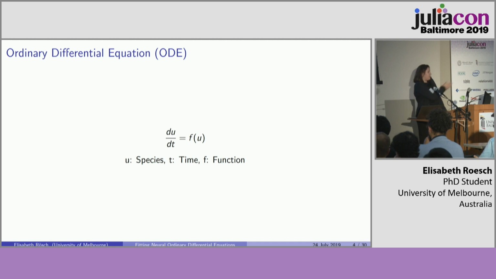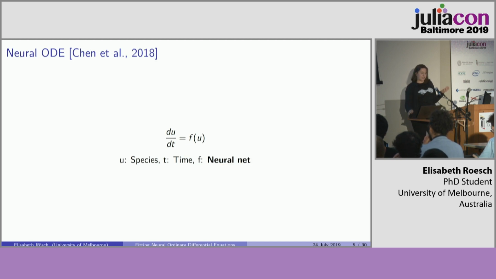I'm going to start with ODEs as well. In a normal ODE, you have your species U, and the difference over a certain time interval, and you have a function f that describes this gradient. But if we now look at neural ODEs, we substitute that function f by a neural net. And that can be any neural net you want it to be.